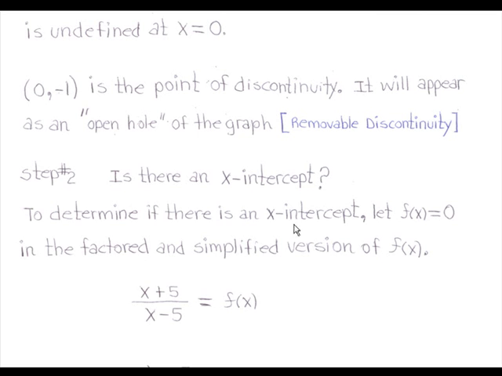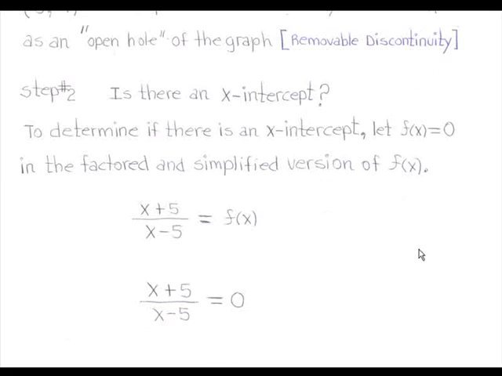To determine if there is an x-intercept, let f of x equal 0. Now please remember that f of x is just function notation for y. We could also write that y is equal to f of x, which is equal to 0. So whenever we want to determine an x-intercept, we automatically should say, I know the y values must be 0 on the x-axis. So this is the reason why we set f of x equal to 0, because that's just function notation for y. So let f of x equal 0 in the factored and simplified version of f of x.